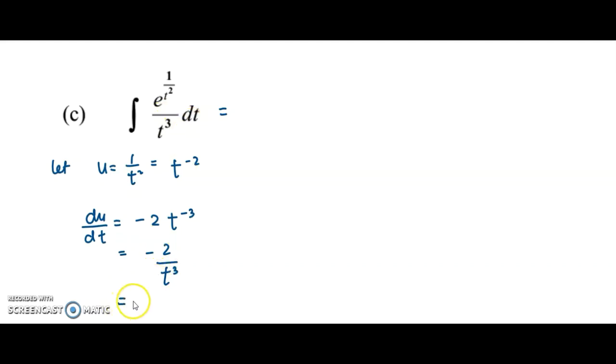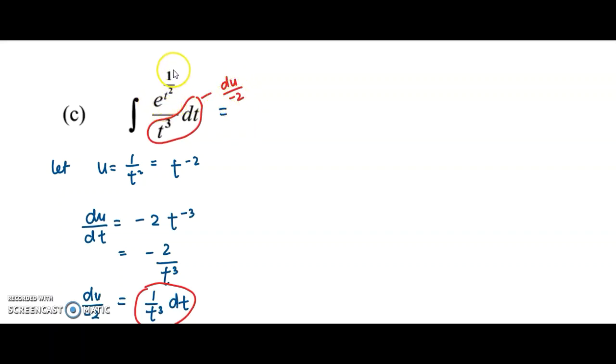So how can I do that? I will leave the 1 over t cubed at the right, bring the dt over to the right, and the negative 2 I bring to the left. I have du over negative 2. This means that later in my question, 1 over t cubed dt is going to be replaced by du over negative 2. Alright, so this I will circle with a red circle.